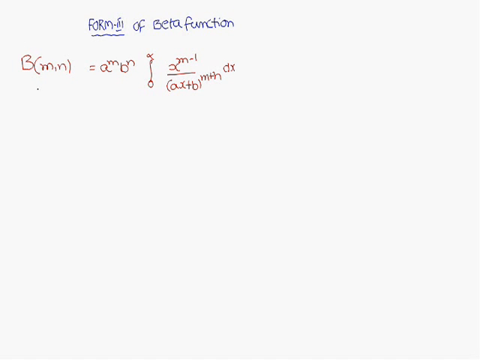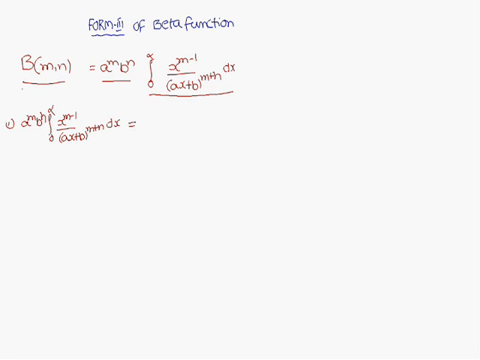Today we are going to discuss form 3 of the beta function. Form 3 of the beta function says that beta(m, n) is equal to a^m b^n integral from 0 to infinity. Now consider the right hand side part: a^m b^n integral 0 to infinity x^(m-1) / (ax + b)^(m+n) dx.